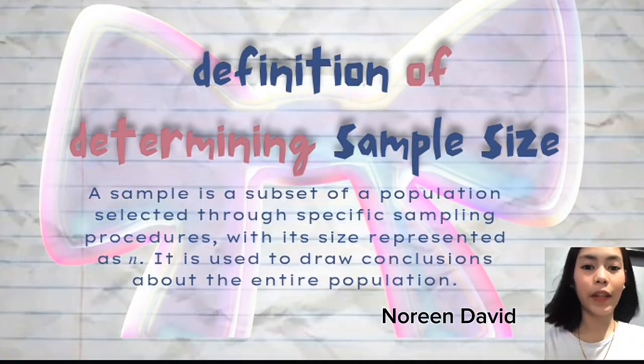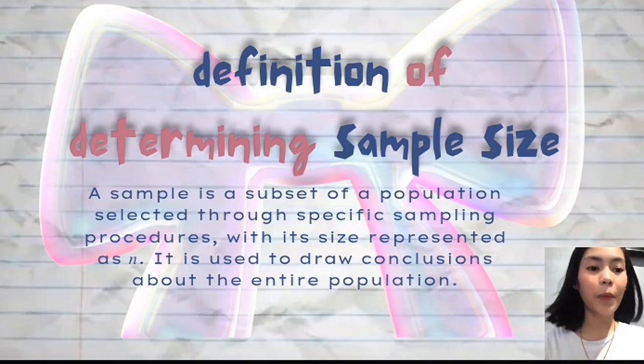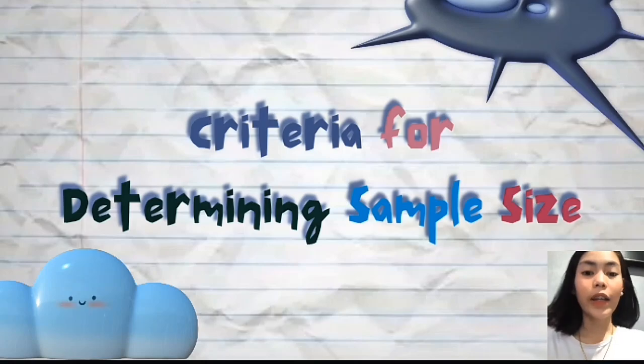Sample size determination. Definition of determining the sample size. A sample is a subset of a population selected through a specific sampling procedure. With its size presented as a sample size, it is used to draw conclusions about the entire population. Criteria for determining the sample size.